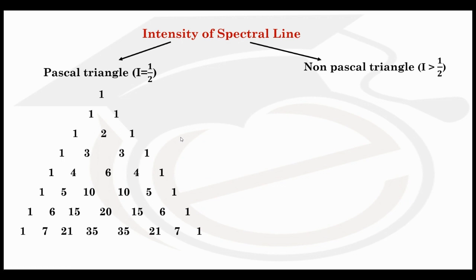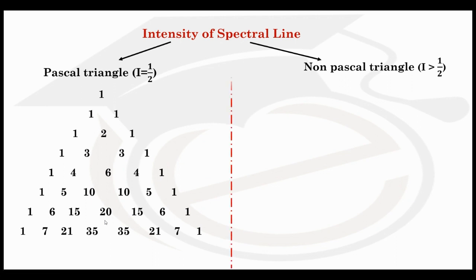So if the signal splits into 3 lines, then the intensity will be 1:2:1. If we are getting 4 lines, then the intensity will be 1:3:3:1. How are we getting this? Leftmost number 1, rightmost number 1, 1 plus 2 is 3, 2 plus 1 is 3, then the ratio will be 1:3:3:1. If the number of lines is 5, the ratio will be 1:4:6:4:1. Construction of Pascal triangle is very easy, and it is used when the I value is 1/2.